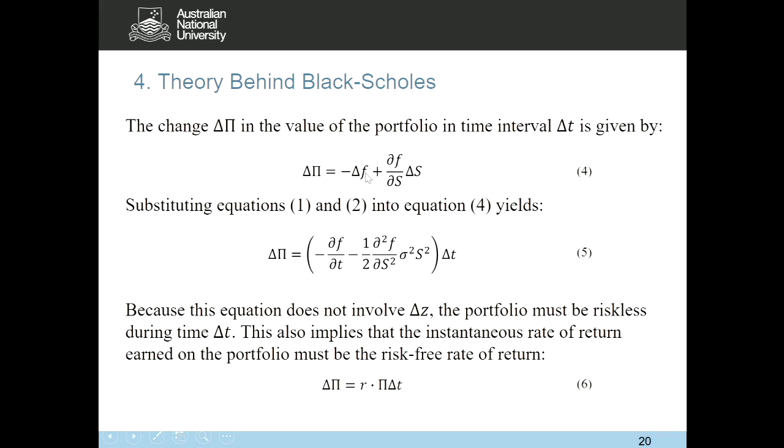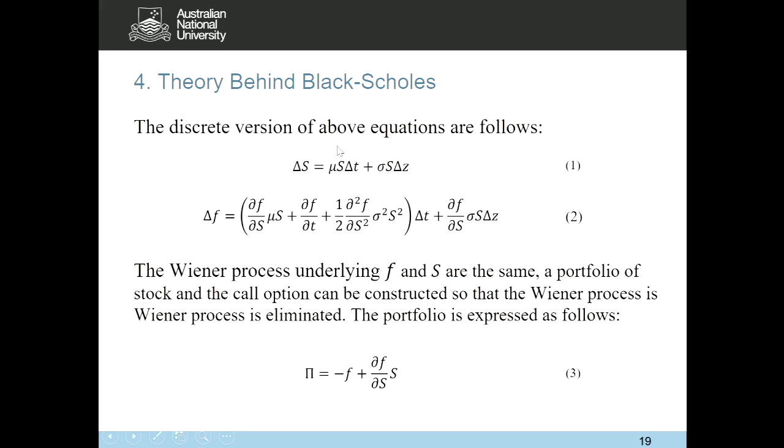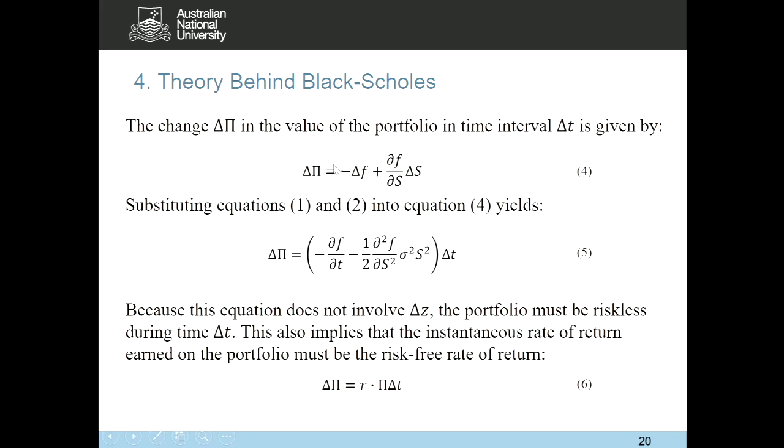And also luckily, we know what the delta S is. The delta S is simply equation number 1, right? So we established the delta S and the delta F before. Then we can substitute equations 1 and 2 into our equation number 4, right? So if you do that with some rearrangement and some cancellation, what we'll get is the delta pi. So the delta pi is equal to this expression here. It's our equation number 5.